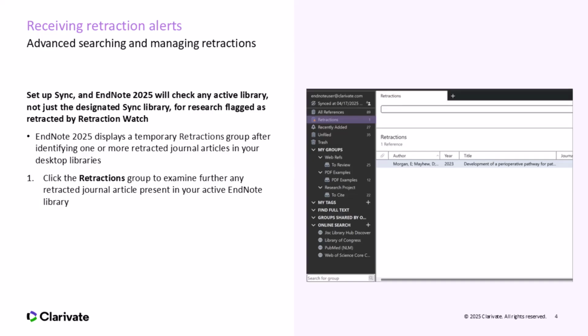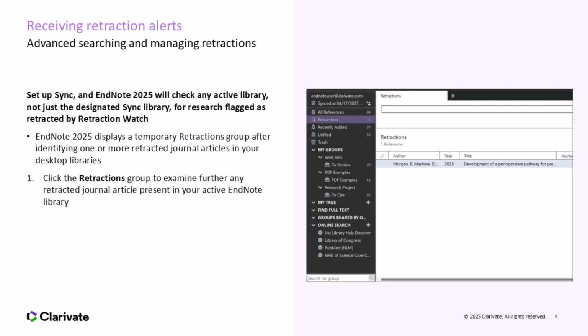With EndNote 2025, when you set up sync, it will automatically check all your active libraries, not just the one you've designated for syncing, for any research flagged as retracted by Retraction Watch. When a retracted article is identified, EndNote 2025 will create a temporary retractions group in your library, which allows you to easily access and review these articles.